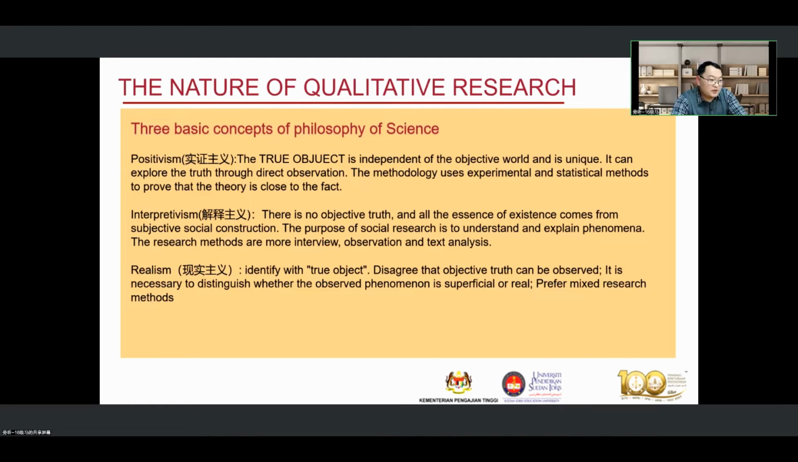The second is interpretivism. They think there is no objective truth, and all the essence of existence comes from subjective social construction. The purpose of social research is to understand and explain phenomena. The research methods are more interview, observation, and text analysis.